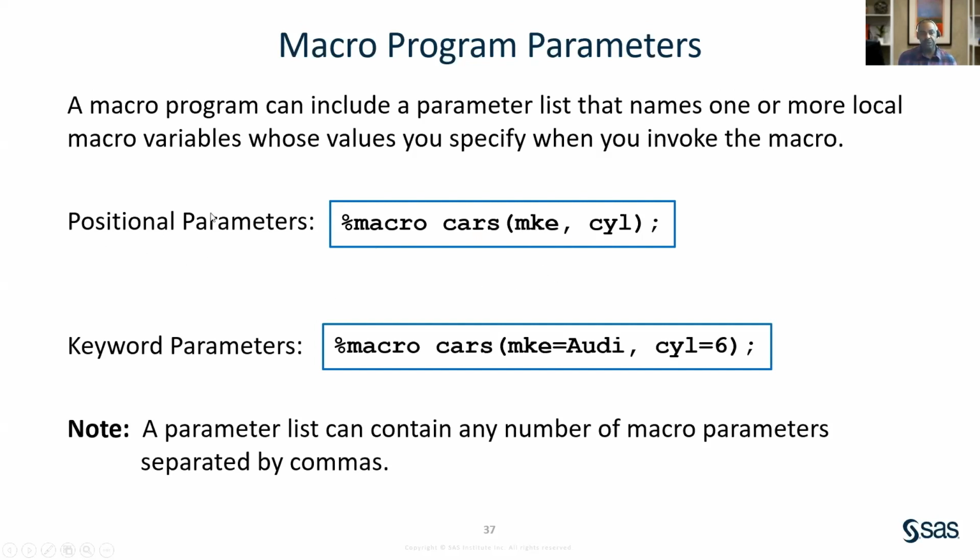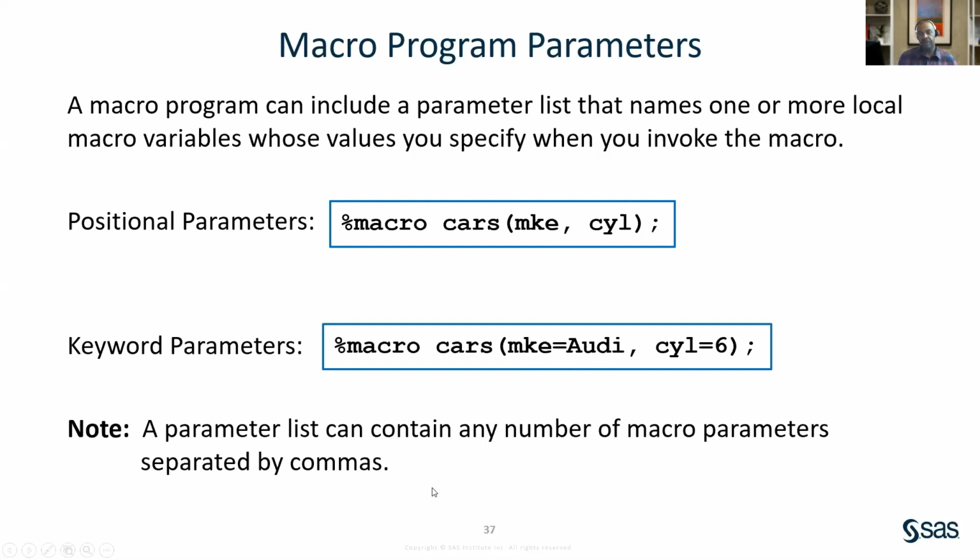Now, an alternative to positional is keyword, where you actually assign default values. Like I'm indicating the make be Audi, and then cylinder equals 6. If I was to call the macro program cars, %cars, and just put parentheses, these will be the default values. So typically in a macro program, you're going to substitute these values somewhere in the code that's embedded within the macro program that you're going to have submitted to be processed.